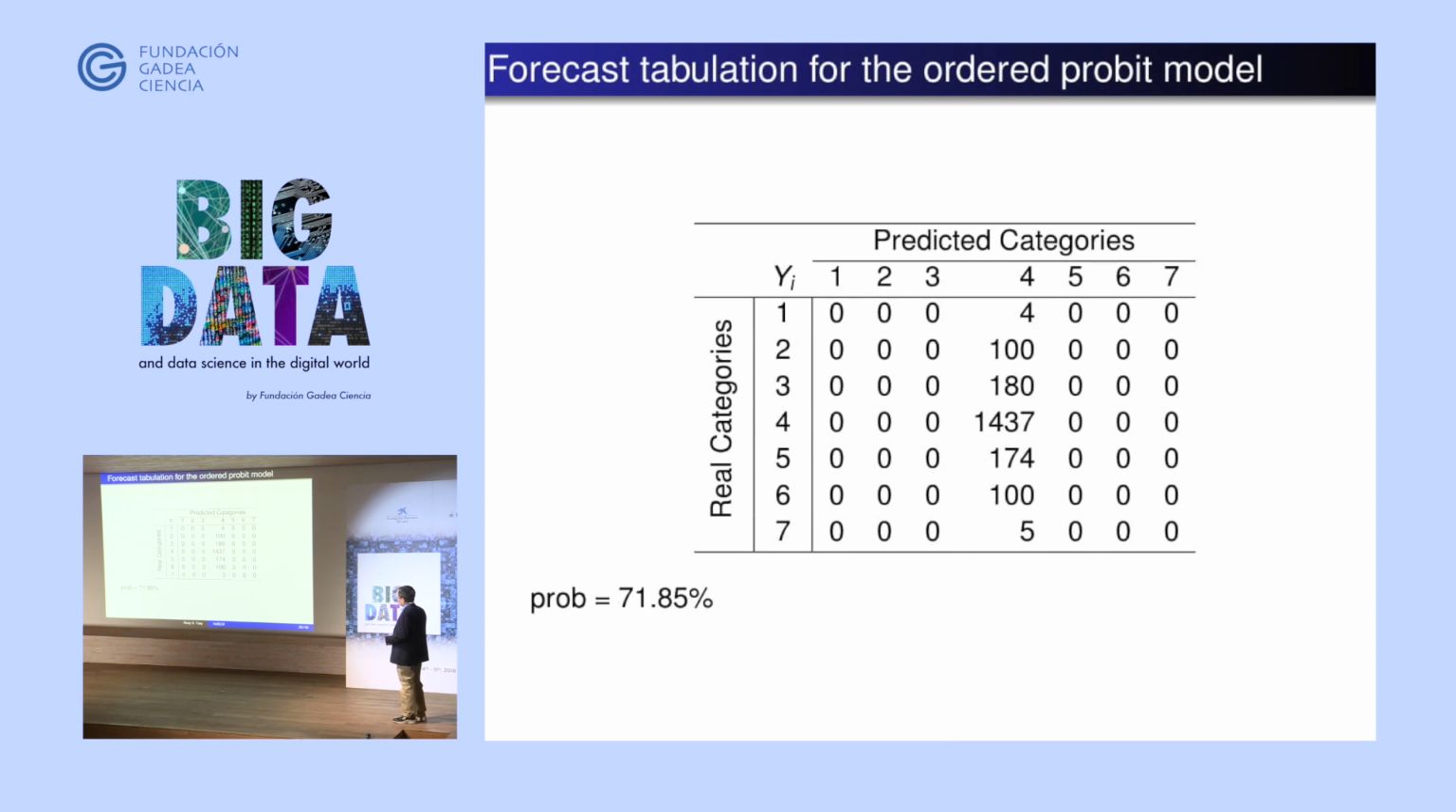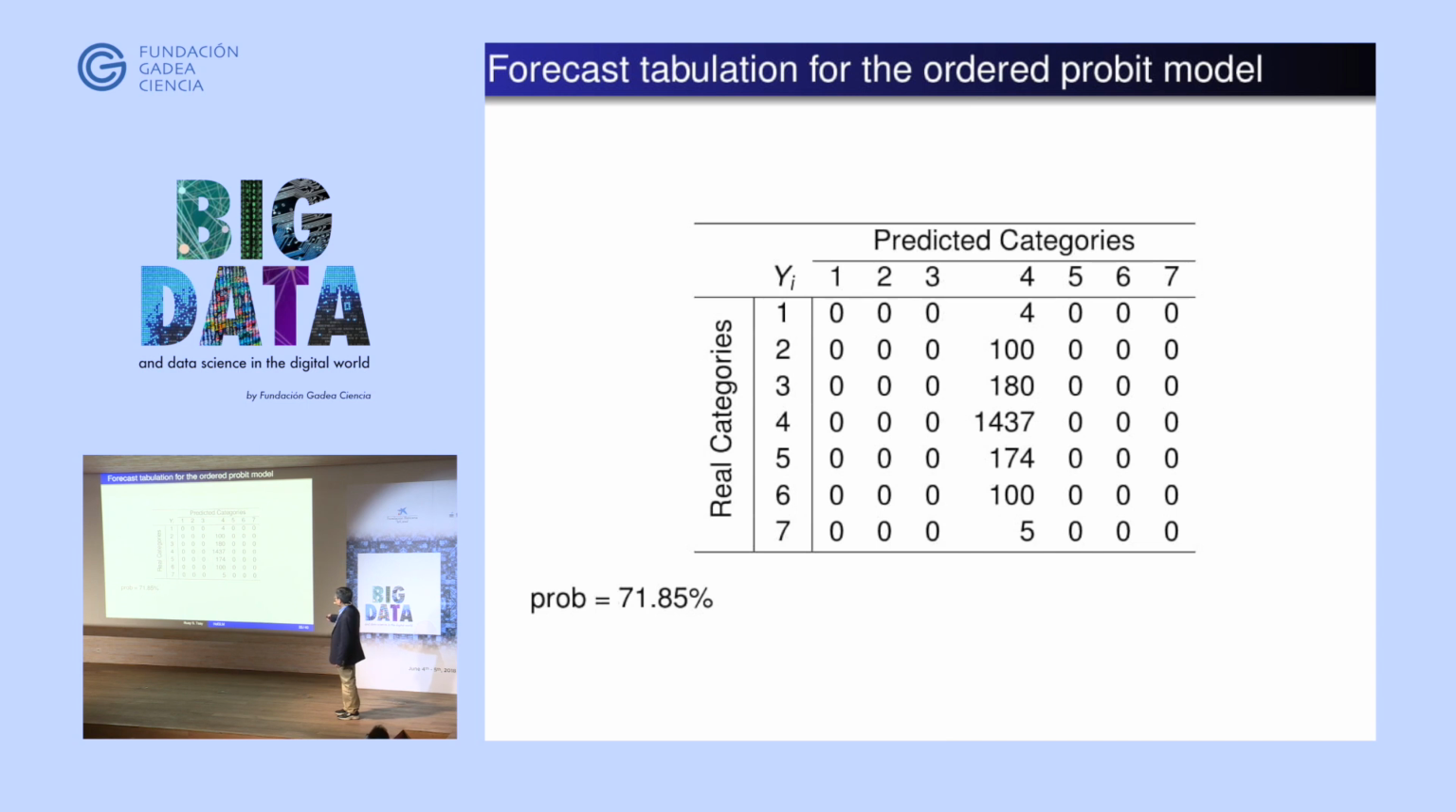So that's the forecasting tabulation, 2000. This is the predicted category, and that's the real category. In this particular case, that's an ordered probit model. The ordered probit model only predicts category 4. In some sense, it fails to predict any change. It just says there's no price change. That's not surprising, because in the estimation period, no price change is about 71%.